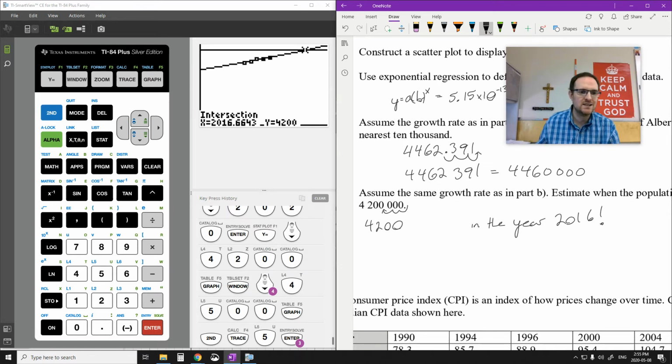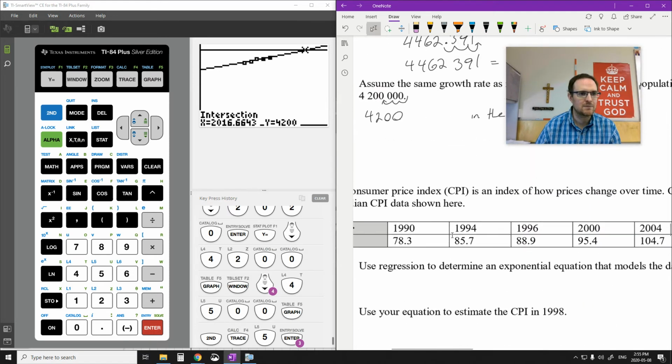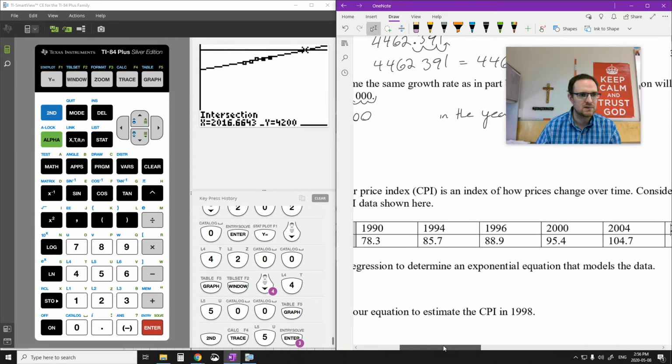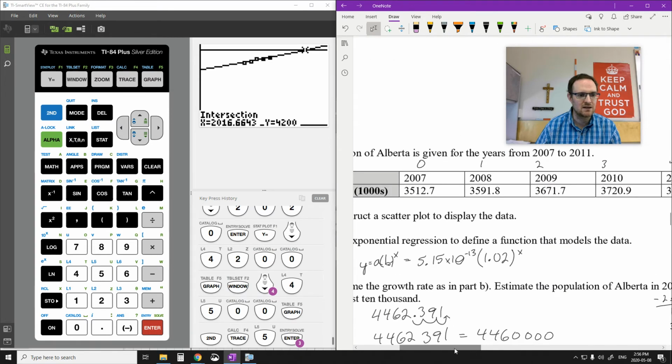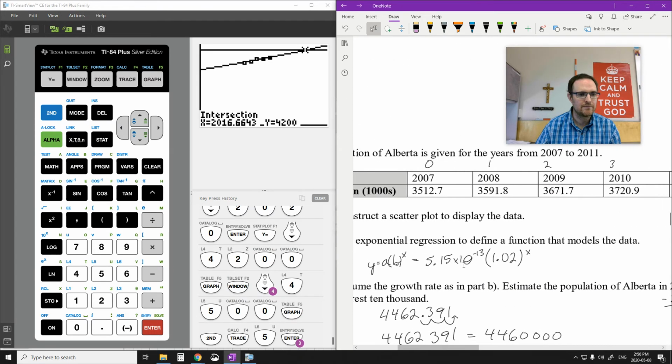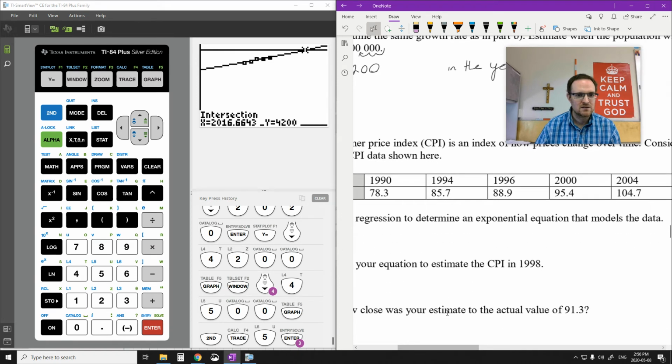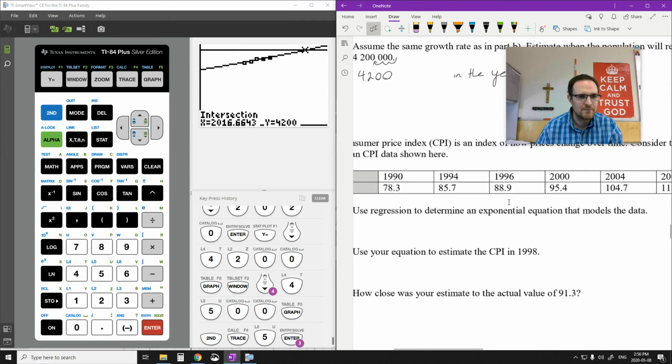In the year 2016. We compare that to the actual population of Alberta if you wanted to. This data was created obviously back in 2011. Okay, so let's try another one out here.